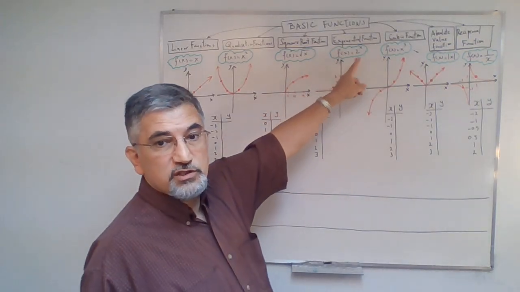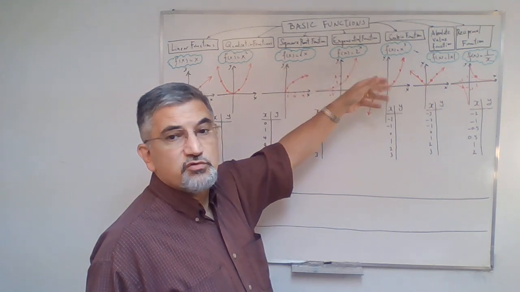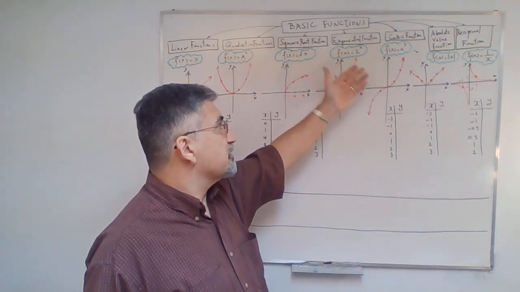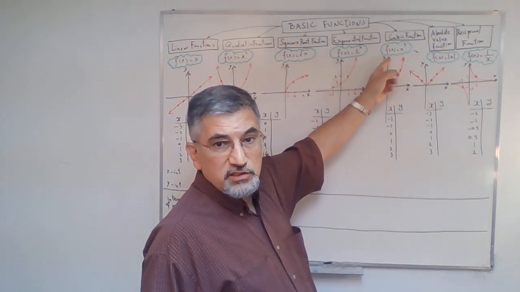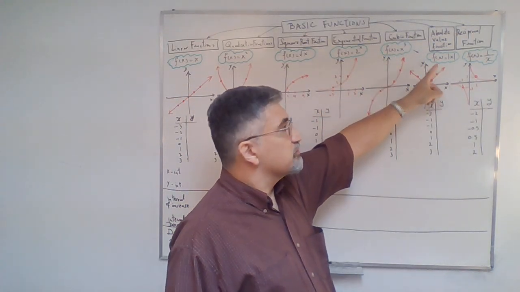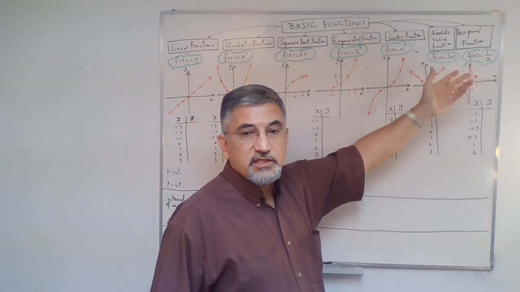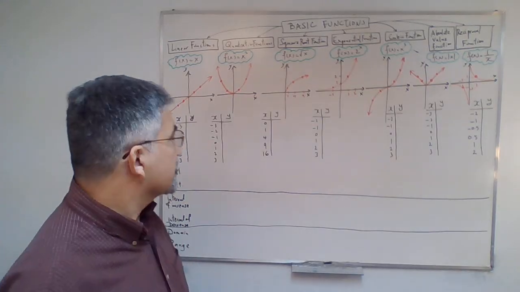Y equals 2 to the exponent of x is the exponential function. Of course, the base instead of 2 can be 3 or 10 or whatever, but I selected 2 for simplicity purposes. You don't expect me to select like 10 to the power of x. And then cubic function, basic cubic function is y equals x cubed. Absolute value would be y equals absolute value of x. And y equals 1 over x is the simplest actually rational function known as a reciprocal function.